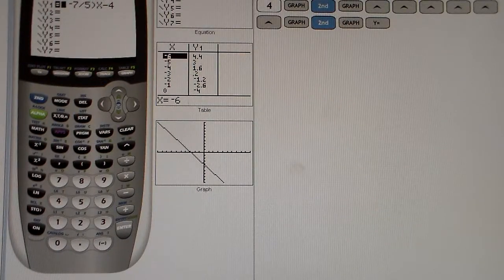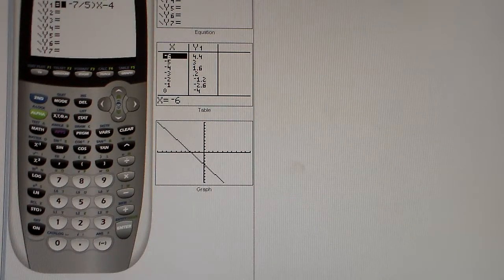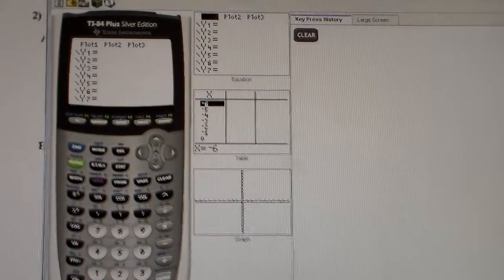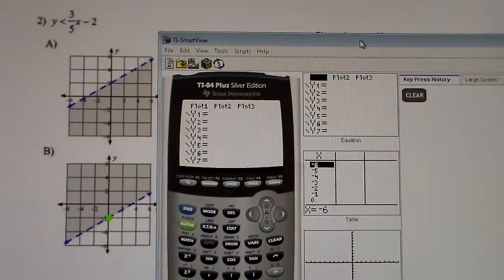We're going to clear everything. I'm going to clear the keys. I'm going to clear our graphing calculator. Let's center it. We'll make it bigger so you can easily see it.